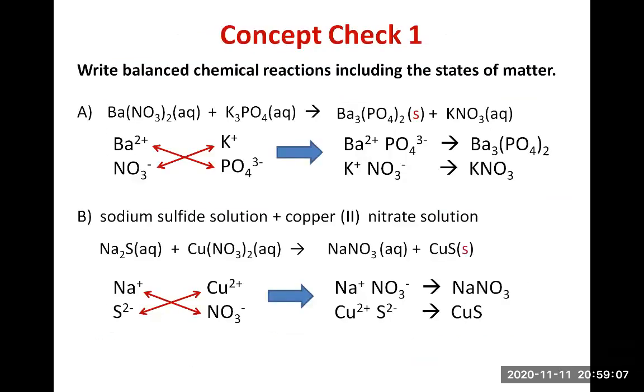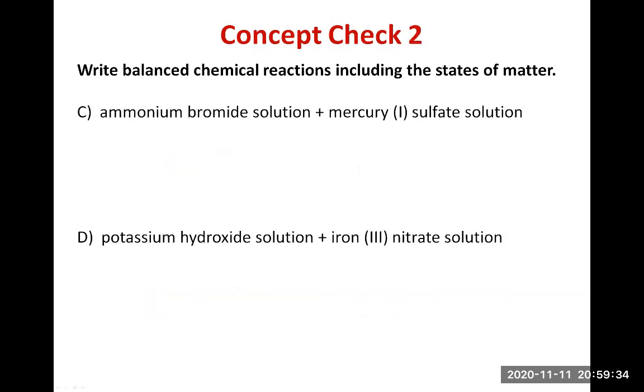So we have NaNO3, an aqueous solution, because any compound made of sodium and nitrate is soluble. And then CuS is a solid because the sulfide ion makes an insoluble compound and copper is not an exception, so that's still insoluble. So that's a precipitation reaction again here because we have a solid. Let's do another concept check with 2 more examples.